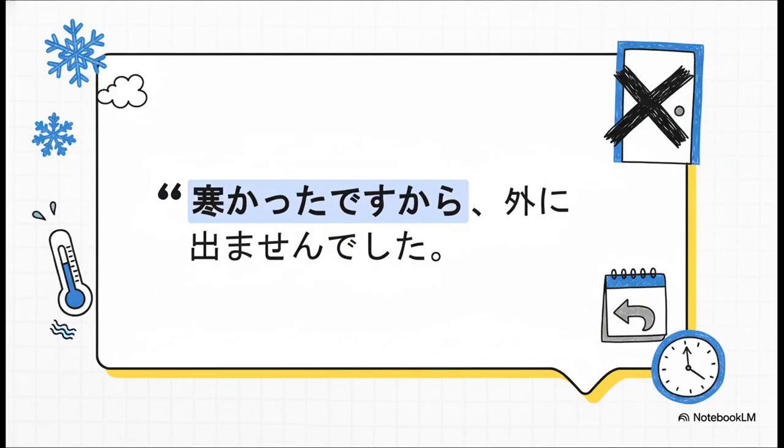And here's a great final example that shows how this works with the past tense. 寒かったですから外に出ませんでした. The reason is in the past. 寒かったです. It was cold. And because of that, the result is 外に出ませんでした. I did not go outside. So you can see the logic holds up perfectly no matter what tense you're using.